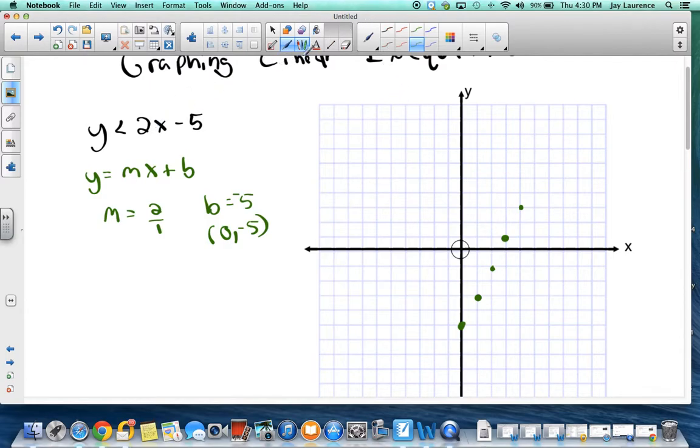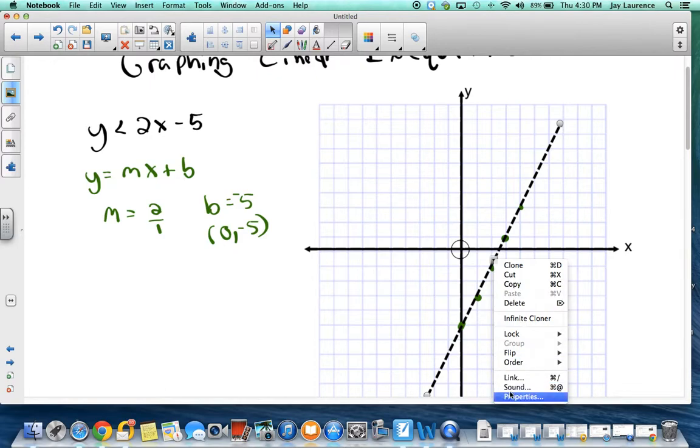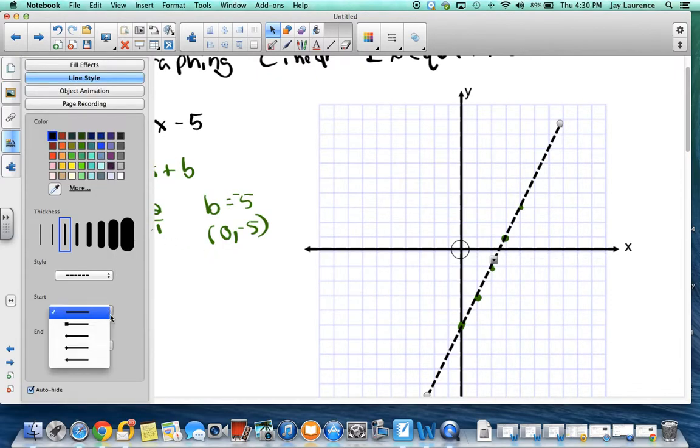Now, it's not equal to. It's not equal to, so the line that I draw needs to be broken. Right? Because that line is not a part of the solution set. None of those points on that line will make the inequality true. Not one of them.